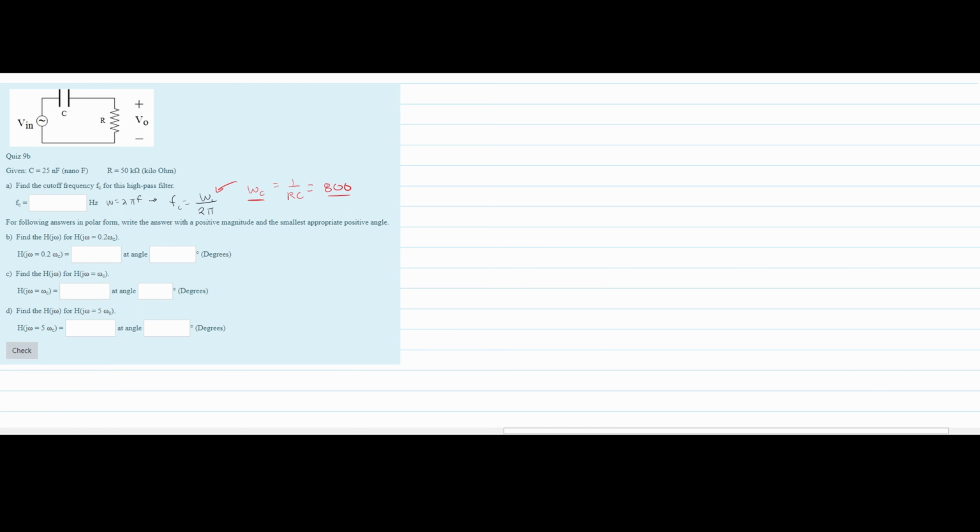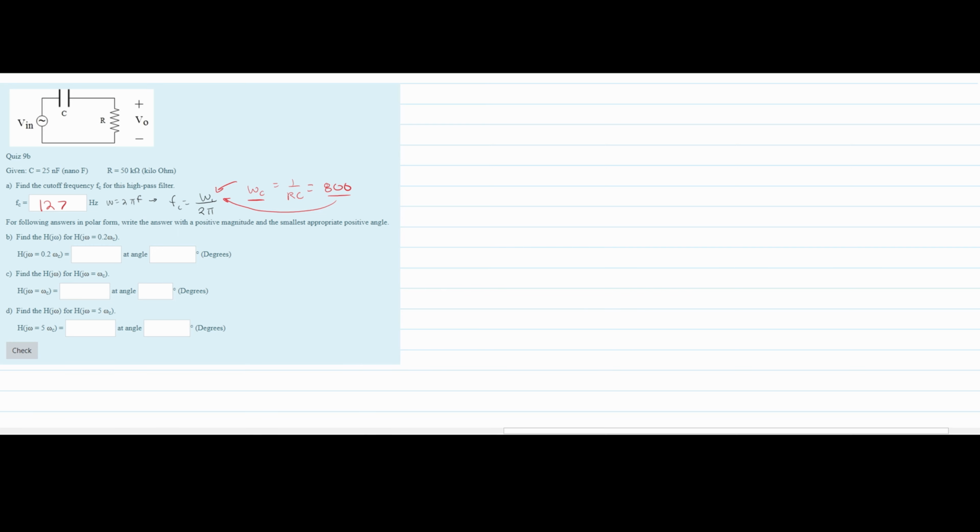Now we need to plug this in to our omega c here, that way we can get our frequency. So we're going to have 800 divided by 2, which is also divided by pi, and then for our f of c, we are going to get approximately 127 hertz.